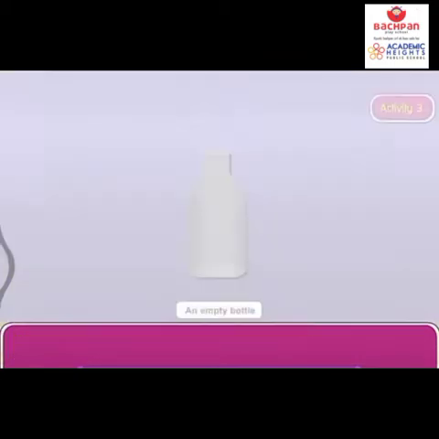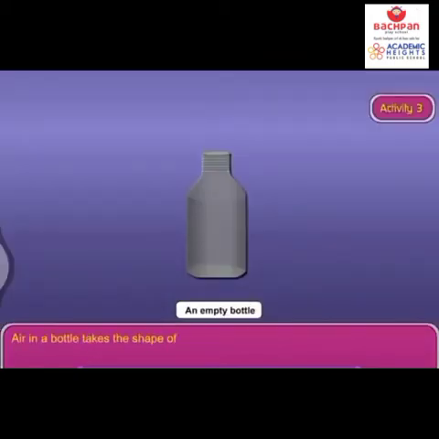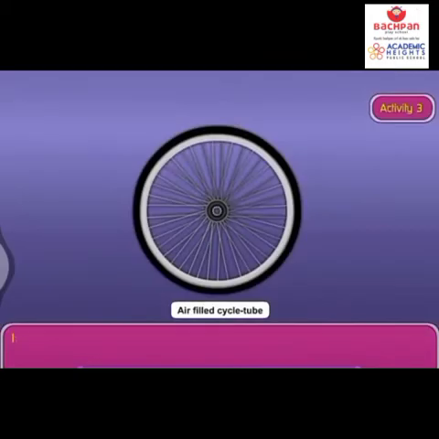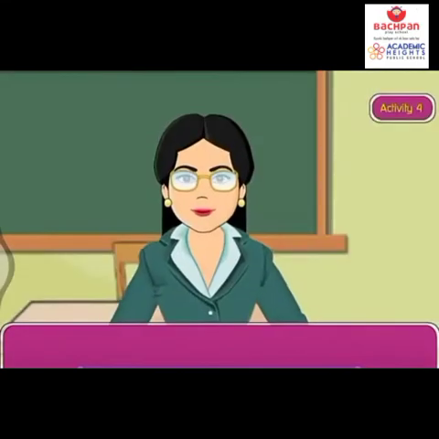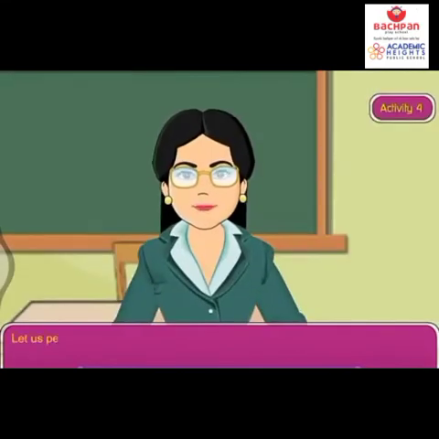Next activity. Like liquids, gases do not have a definite shape. They take the shape of the place in which they are present. For example, an empty bottle. Air in a bottle takes the shape of that. Then air in a tube takes the shape of the tube. If we have air in a balloon, it takes the shape of the balloon. So, children, remember it does not have a definite shape.